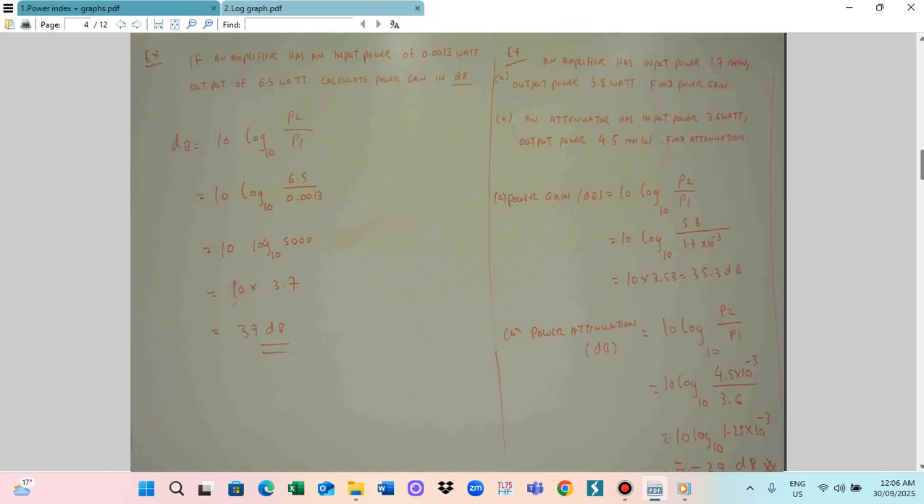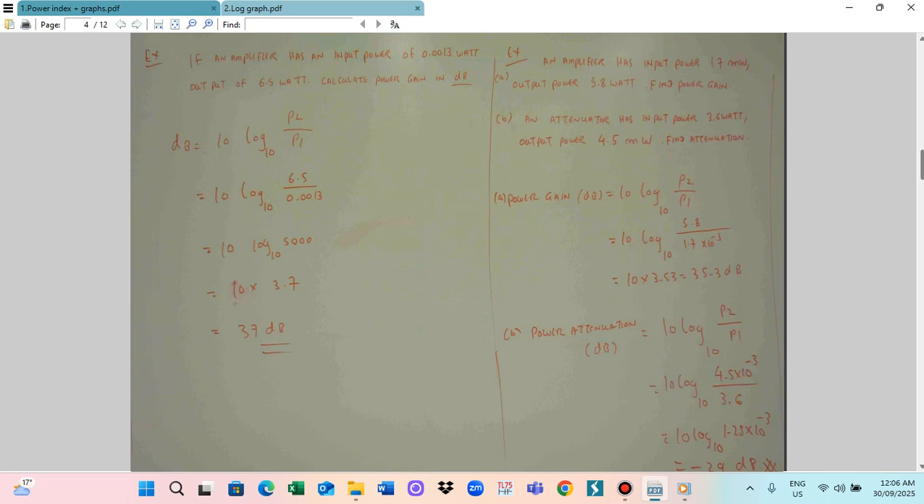So the next one is the amplifier. Input power is 0.0013 watts and the output is 6.5 watts. We have to calculate the power gain, and the power gain we calculate in dB. So we use the formula: dB is equal to 10 log 10 P2 divided by P1. So this is the dB we can calculate by the formula, 10 log 10 P2 divided by P1.